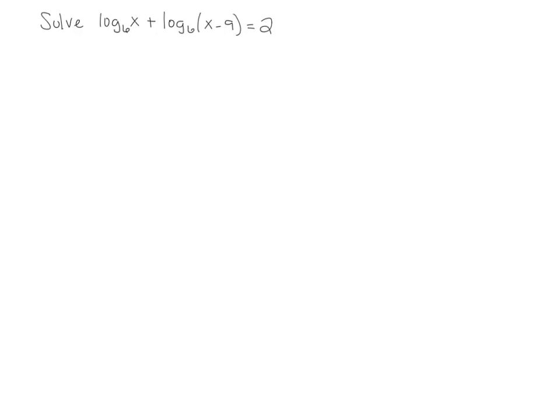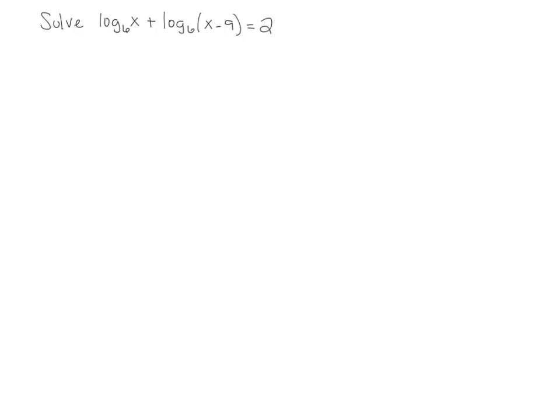One of the most difficult things that you might find in this section is identifying what to use where. But you'll know that product property, the multiplication goes with addition, the quotient property, division goes with subtraction, and power property, you bring down your power, and we'll talk about that later.